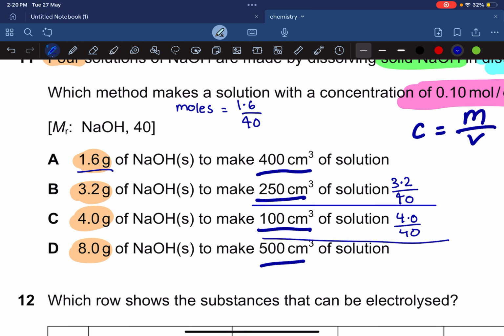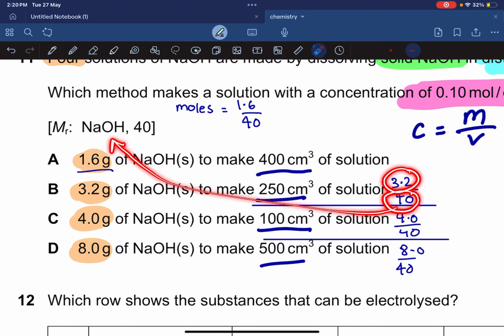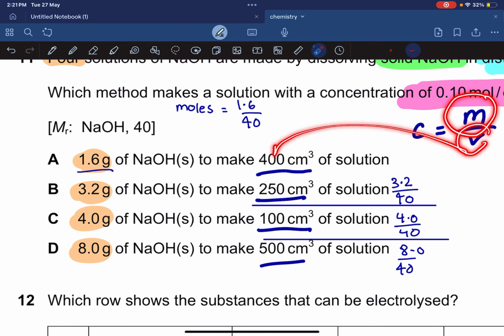For this one right here, it's going to be 8 divided by 40. I hope you understand what I'm doing over here. I'm simply taking the mass and dividing it by the Mr of NaOH to get the moles, and after I get the moles, I'm going to plug in my moles over here, divided by the volume, which is given over here, to get my concentration.